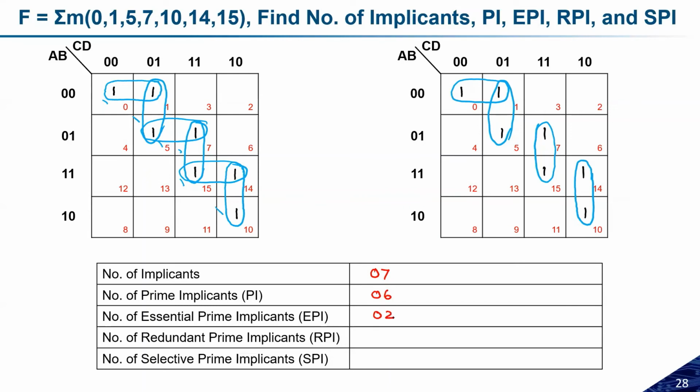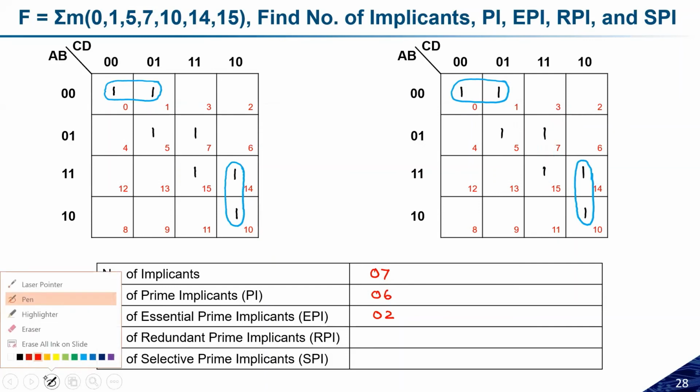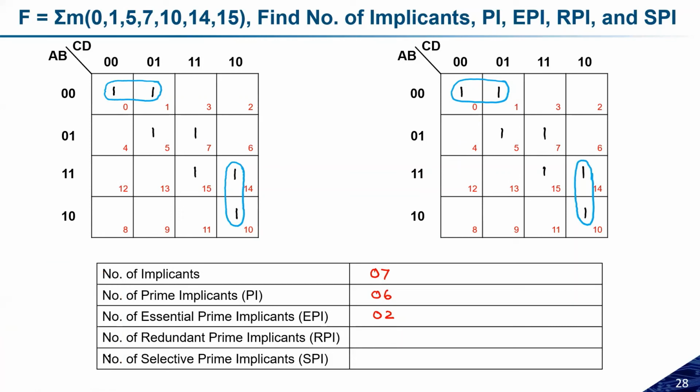Let me first discuss the selective prime implicants. How many selective prime implicants can we have? This is a really very important question, so you will be able to understand. These 2 are the essential ones. Now let us talk about the selective prime implicants. Let me make the pairs first so you will be able to understand. How many selective prime implicants? Total minus essential ones. 4. So selective ones are 4.